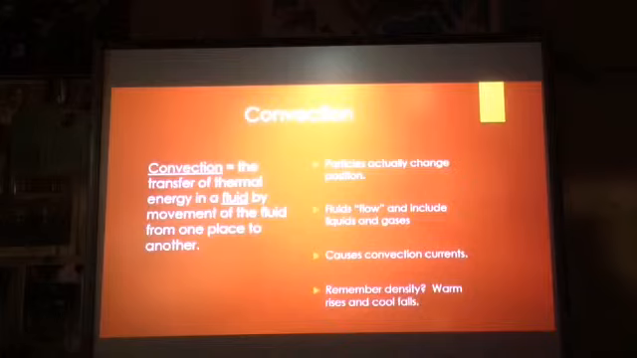So that warm that takes up more space actually rises because it is less dense than the cold, which has less energy, and the particles are closer together, and the cold falls. This actually has a big play on our weather.